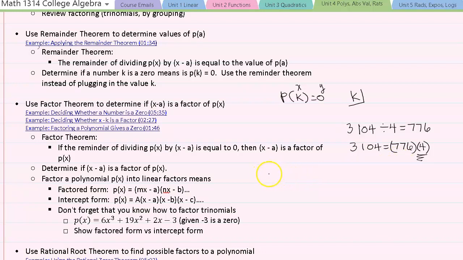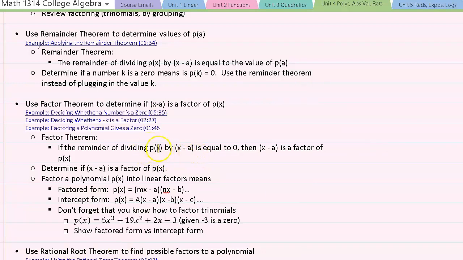If we find that the remainder is 0, we can write our polynomial as our quotient times our divisor, and this brings us to the factor theorem. The factor theorem states that if the remainder of dividing my p of x by x minus a is equal to 0, then x minus a is a factor of our polynomial, p of x.